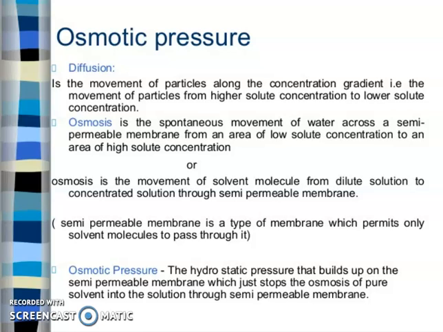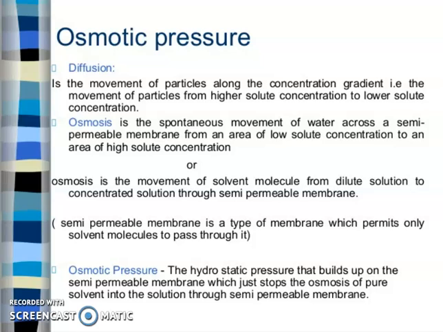solute concentration. Osmosis is the spontaneous movement of water across a semi-permeable membrane from an area of low solute concentration to an area of high solute concentration. Or, osmosis is the movement of solvent molecules from a dilute solution to a concentrated solution through a semi-permeable membrane. A semi-permeable membrane is a type of membrane which permits only solvent molecules to pass through it. So what is osmotic pressure?